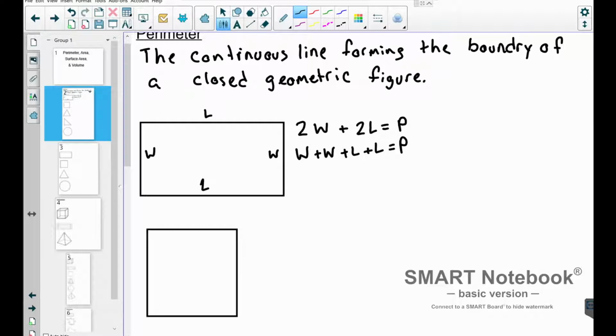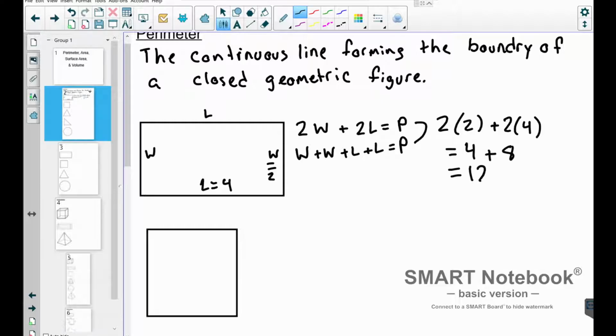So let's just say that in this case we have a length of 4, width of 2. Well, then we can plug that in. We can use either one of these and plug it in. We'll do the top one. We'll say 2 times our width of 2 plus 2 times our length of 4 is going to be equal to 4 plus 8, which is going to be equal to 12. And that's as simple as it gets, really, with perimeter.